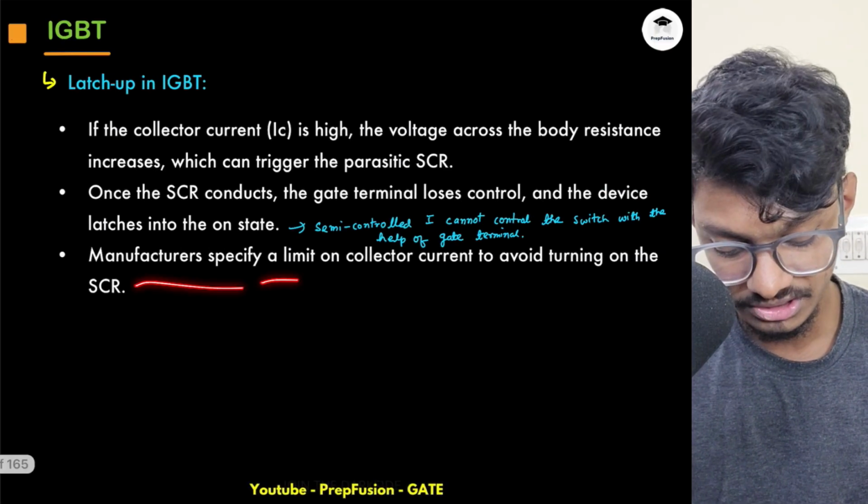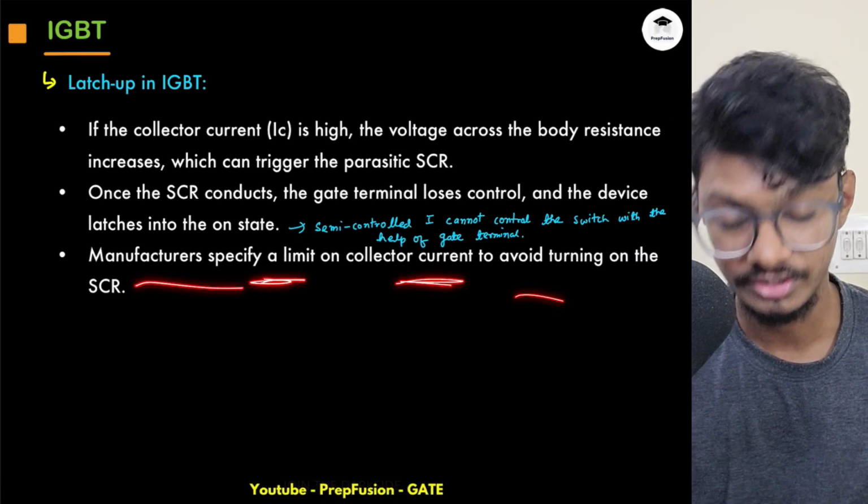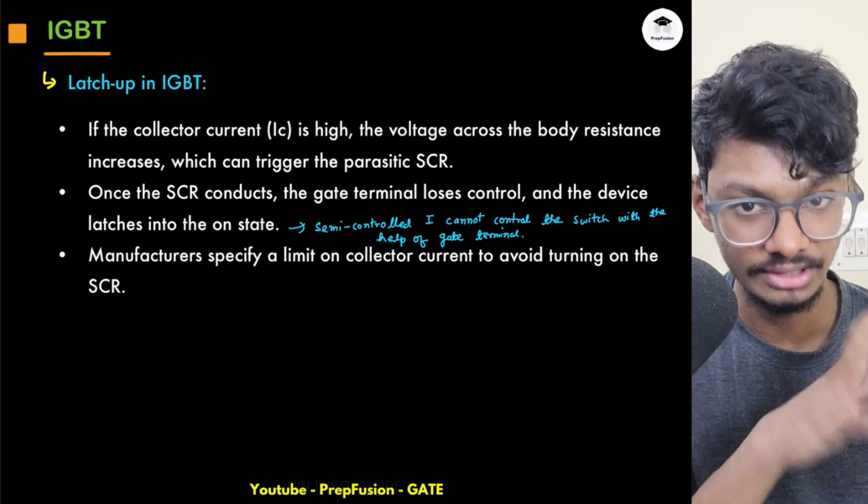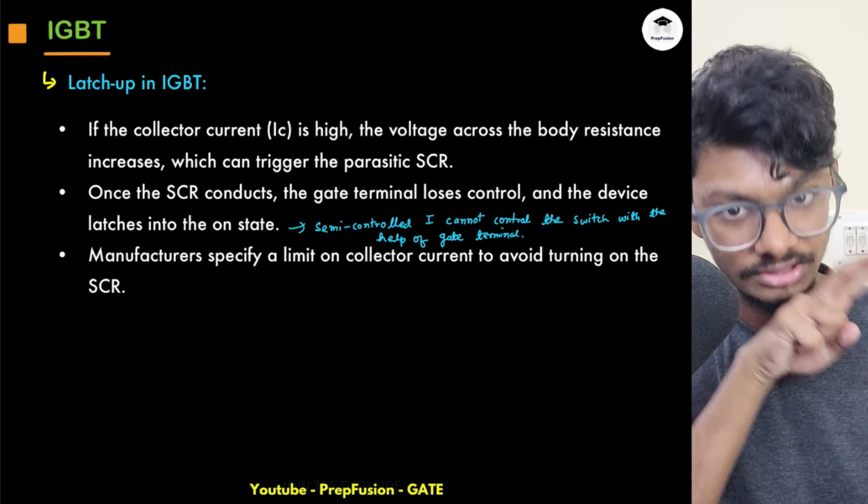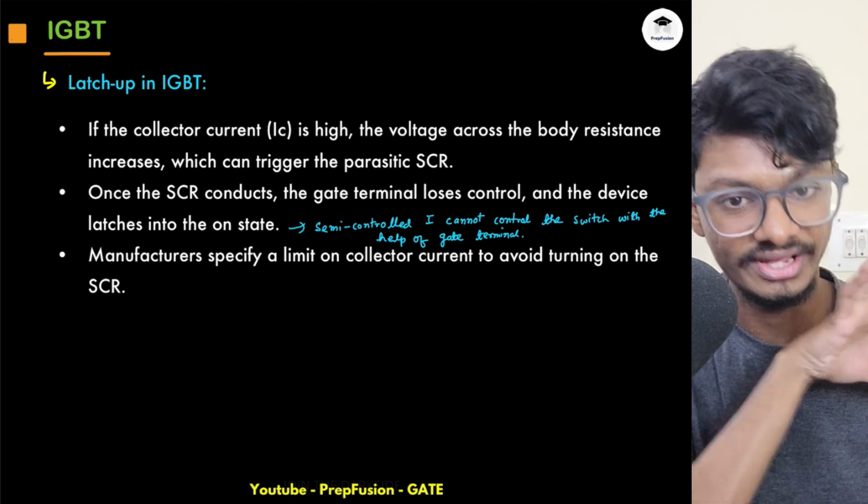Manufacturers specify a limit on the collector current to avoid turning on the parasitic SCR. So this has a limit on the forward current, right? We cannot flow a very high amount of forward current.